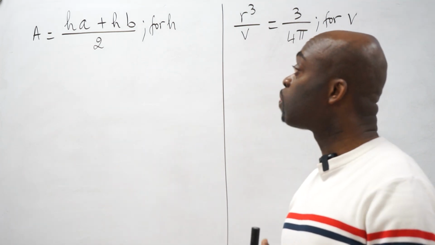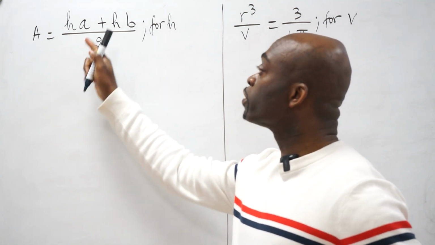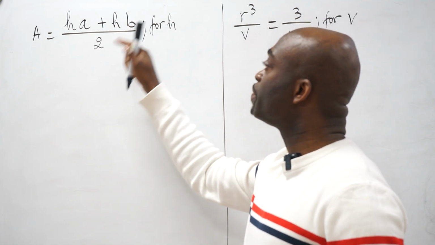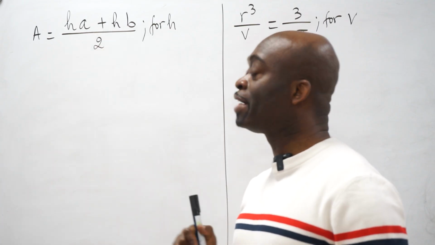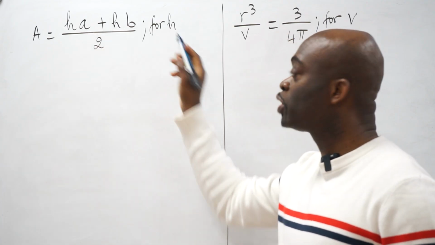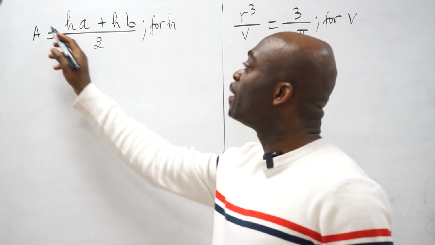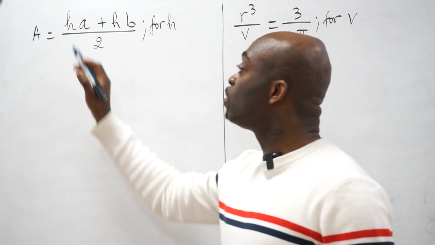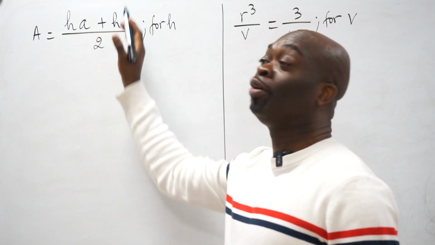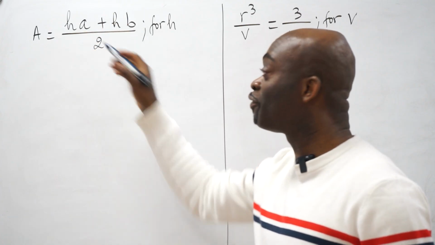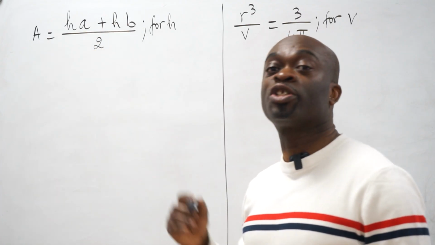Solving for h in this problem here, we have a equals h times a plus h times b, divided by 2. And what are we solving for? We're solving for h. So how do we solve such a problem? Now we have a on the left side of the equal sign, then we have all of this on the other side with the fraction, correct? So the best thing to do is to cross multiply.